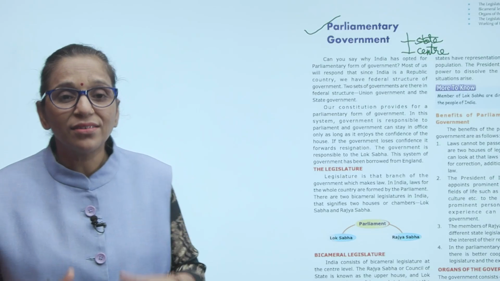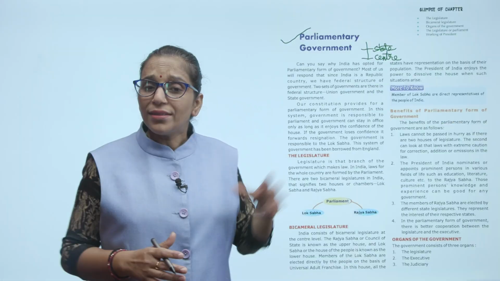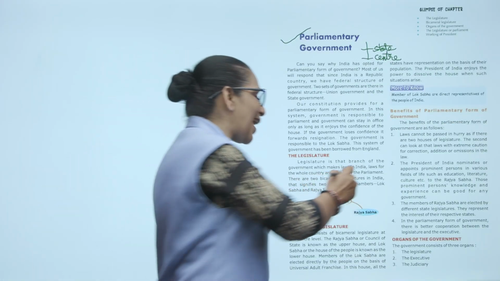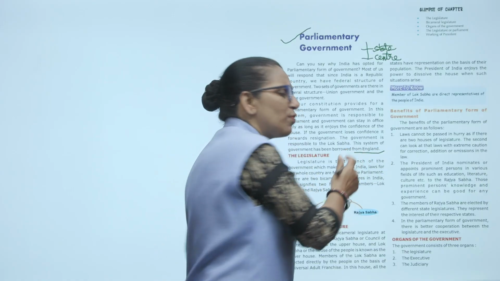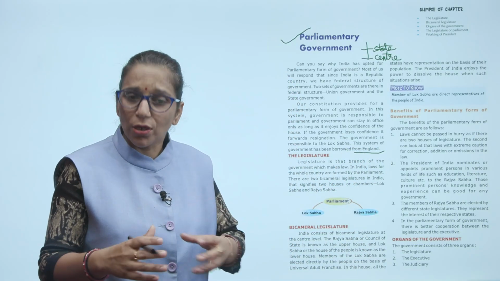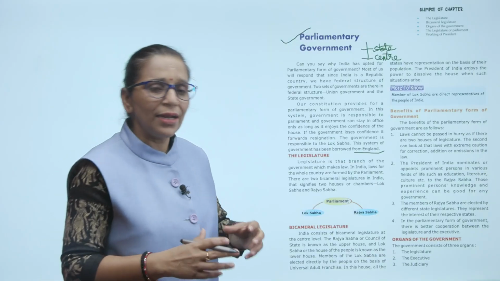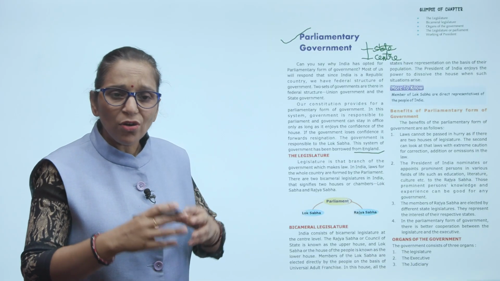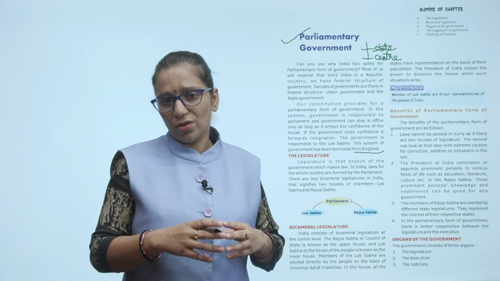The government is responsible to the Lok Sabha, and this system of parliamentary form of government we have borrowed from England. We were a colony of the British, so we had very well observed the parliamentary form of government and its functioning. So we also decided that India should have a parliamentary form of government. So first of all, we have made the three organs of the government.